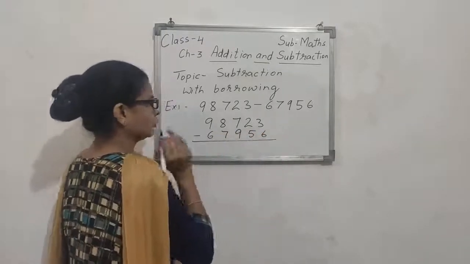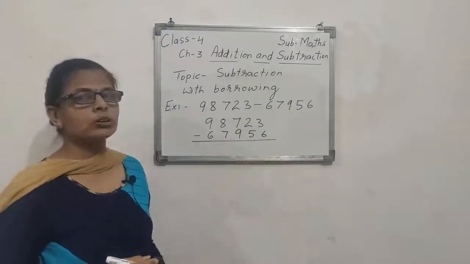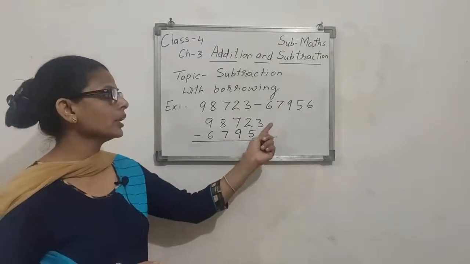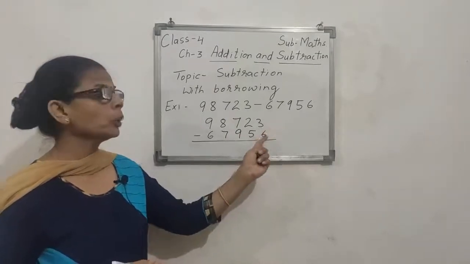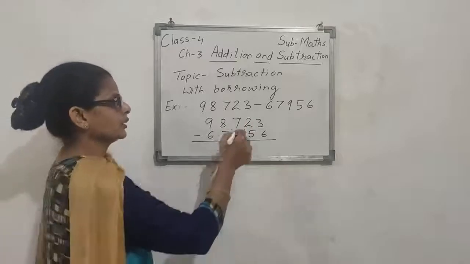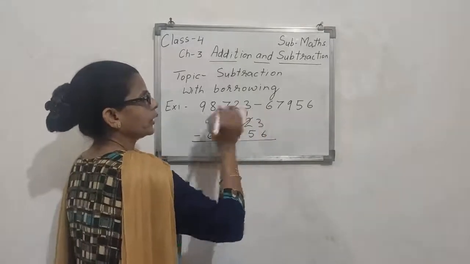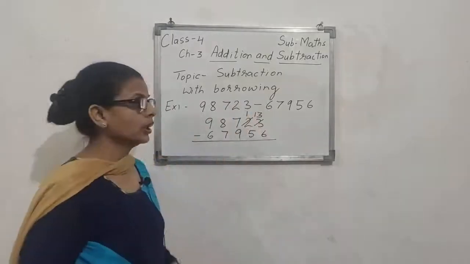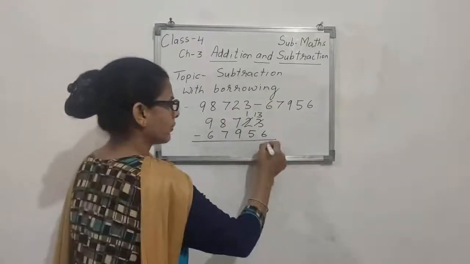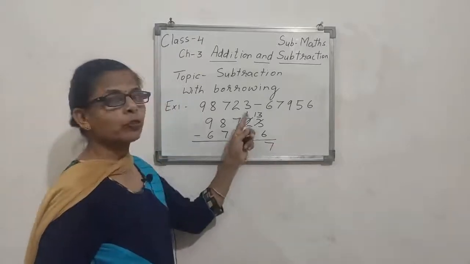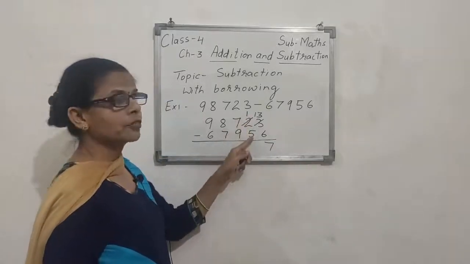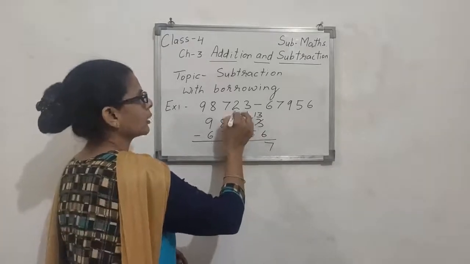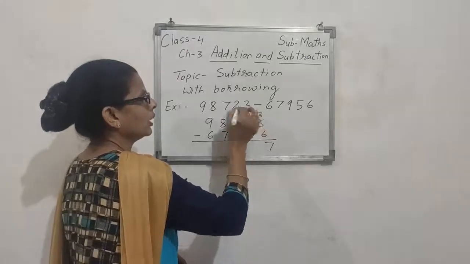Now subtract it. Start from the ones place only. Can we subtract 6 from 3? No, because 6 is bigger and 3 is smaller. So we have to borrow from tens place. We cut 2 and write 1 and borrow 10 from here. It becomes 13. 13 minus 6 is 7. Now can we subtract 5 from 1? No, because 5 is bigger and 1 is smaller. So borrow from the hundred place. This will become 6 and this will become 11.